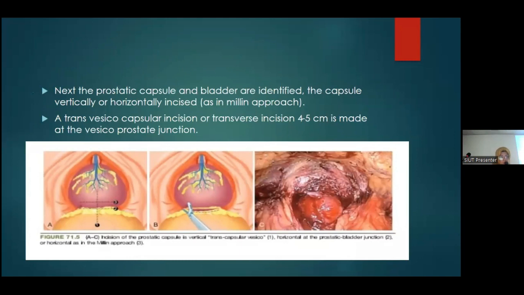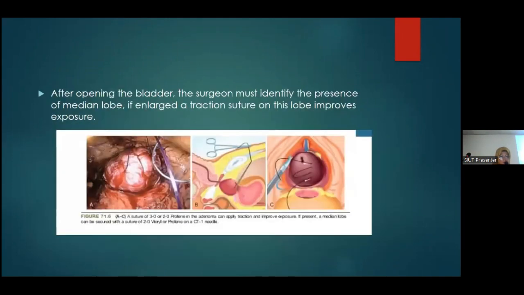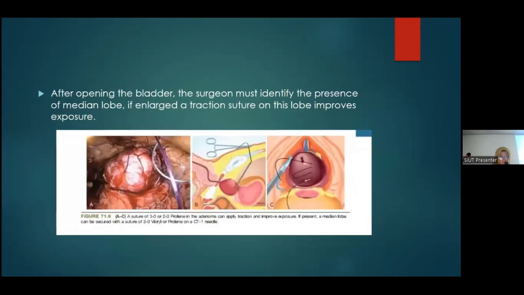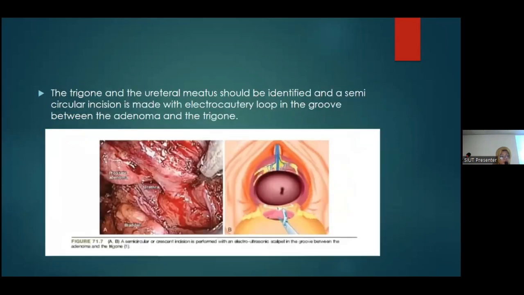The capsule is incised vertically or horizontally, as in the Millin approach, as a transvesicocapsular incision, or a transverse incision of 4 to 5 centimeters is made at the vesicoprostatic junction. After opening the bladder, the surgeon must identify the presence of a median lobe. If enlarged, a traction suture on this lobe improves exposure.